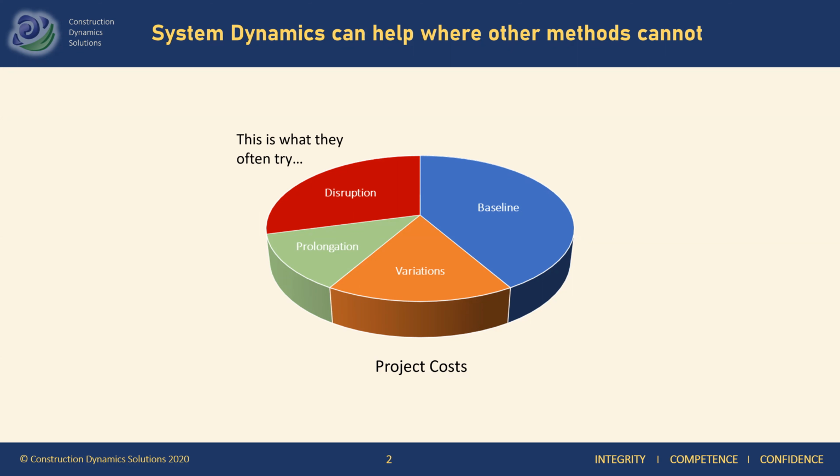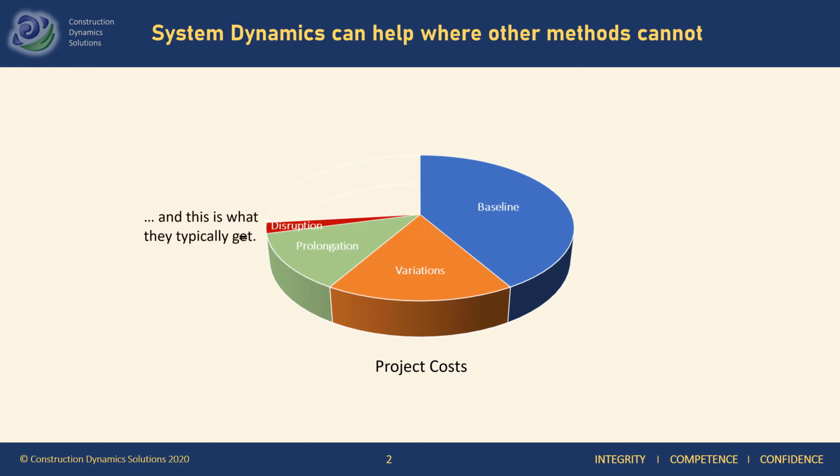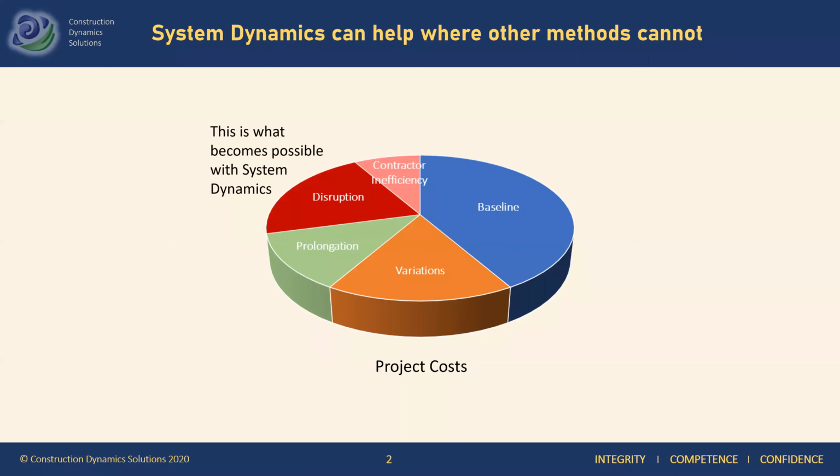Either way, historical data shows that typical recovery rates for disruption claims have been very low, on the range of 5 to 10%. Now, our proposition to you today is that system dynamics radically changes this picture, significantly increasing the recovery rates in disruption claims.